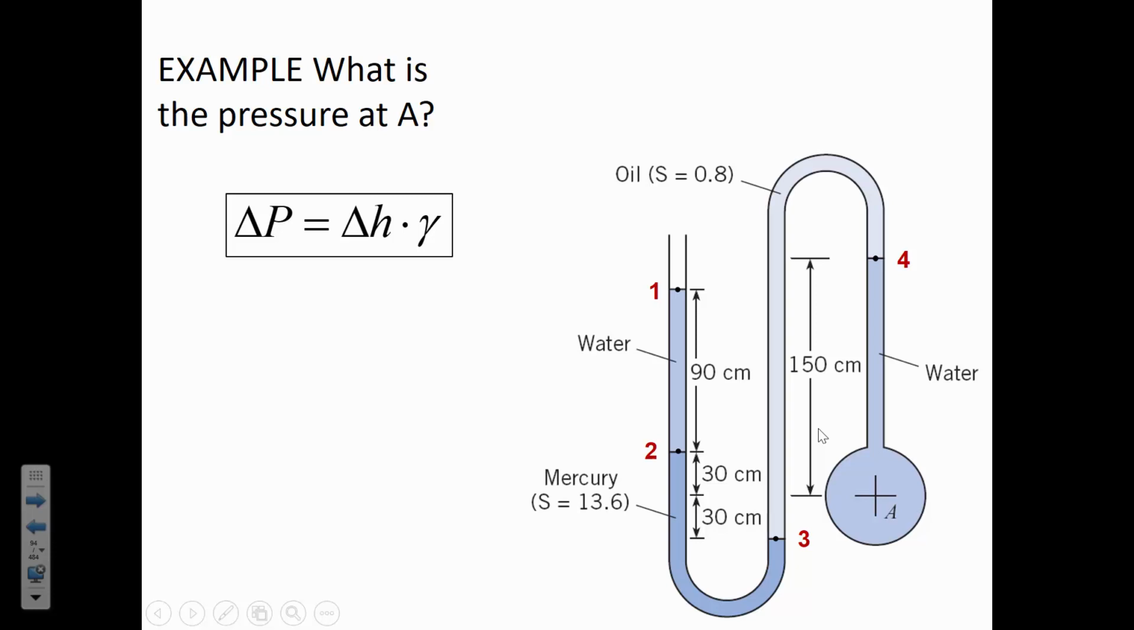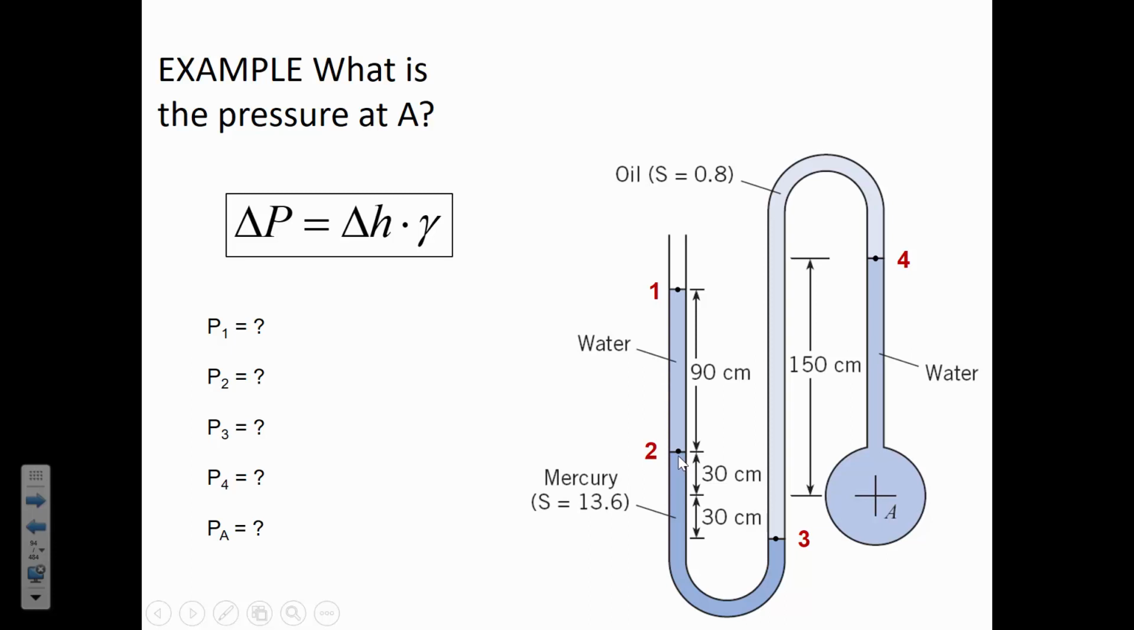Okay, so if you want to find the pressure here at A, the way to solve it is the same as in the previous example. You start where you know something and work towards the unknown. So we can say P1 is 0, P2 is P1 plus the delta P between them. So you would use the hydrostatic equation, you'd have some distance parameter, you'd have the unit weight for water, and you'd calculate P2.